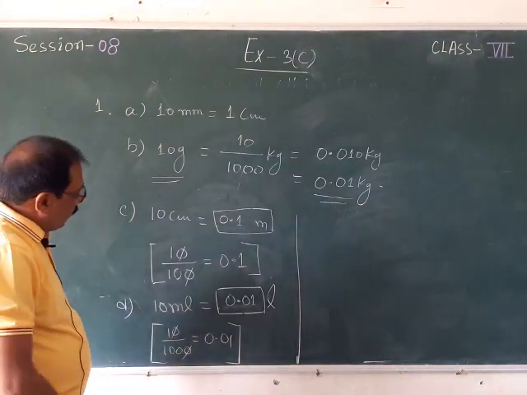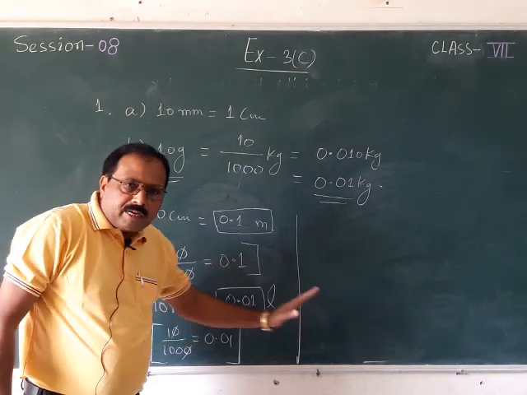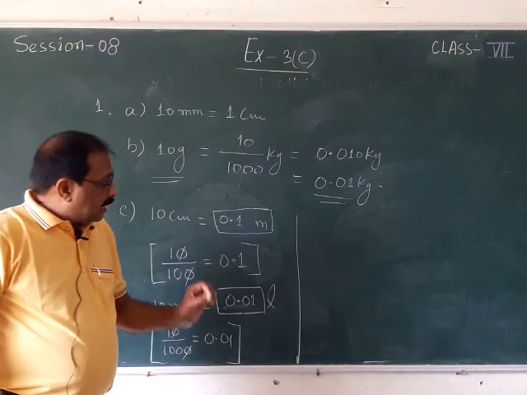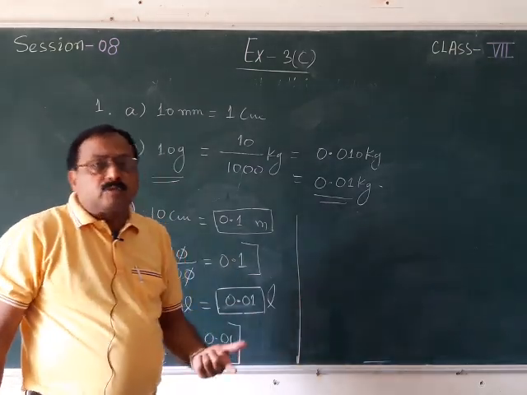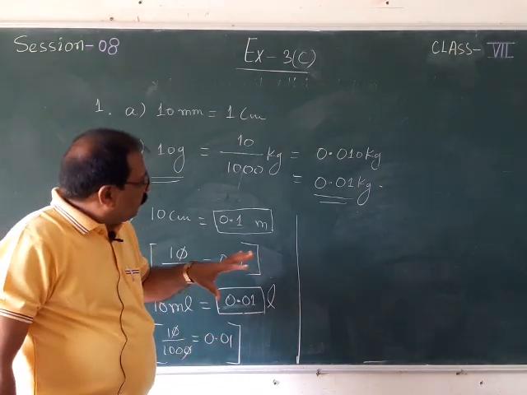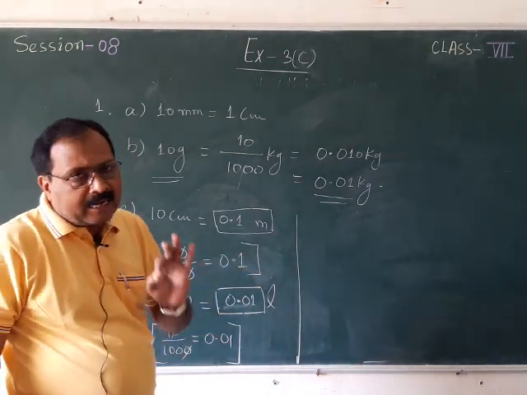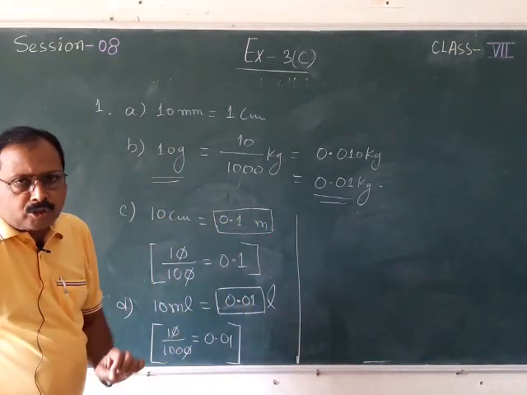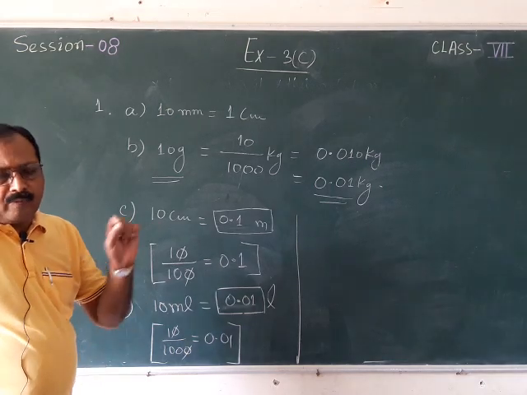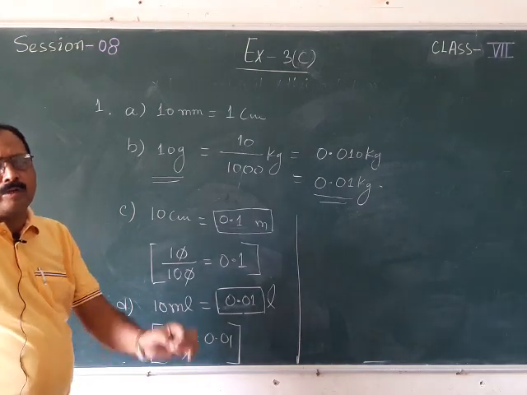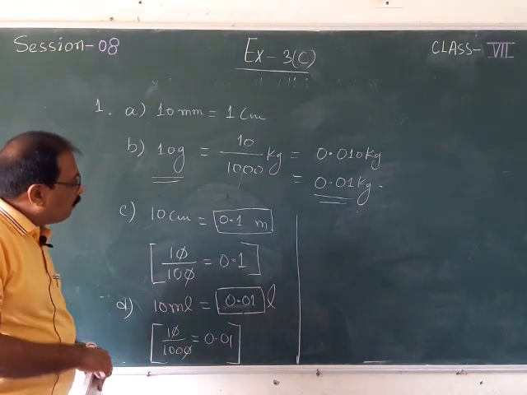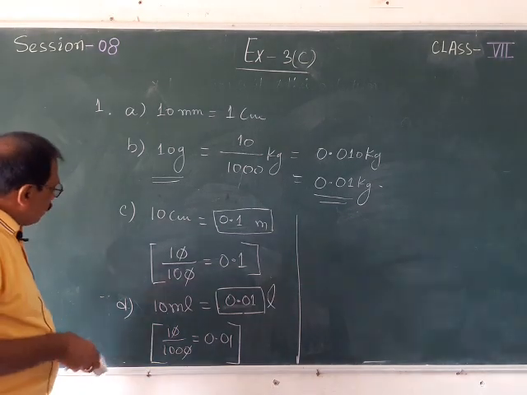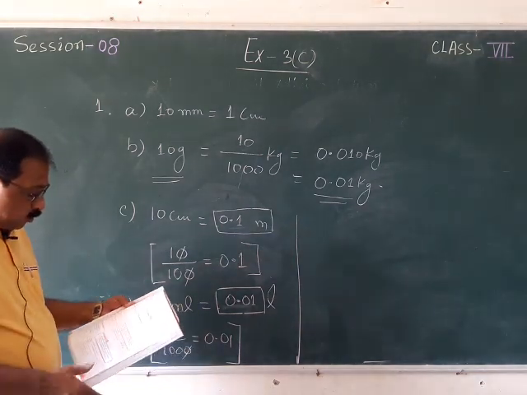If you want to change a smaller unit into a bigger unit, you have to divide, and if you want to change a bigger unit into a smaller unit, you need to multiply. It is very simple logic. Once again I am repeating it: smaller to bigger, divide; bigger to smaller, multiply. This is the fact about these relations. Just copy down these questions, then D is over.